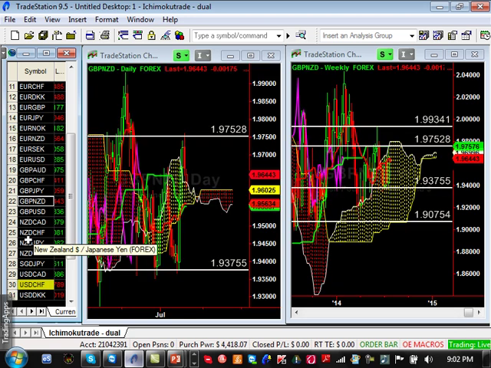Pound yen, if you look at pound yen, really not doing anything here. This is one ugly chart. Basically support is 93.75, resistance is 97.52.